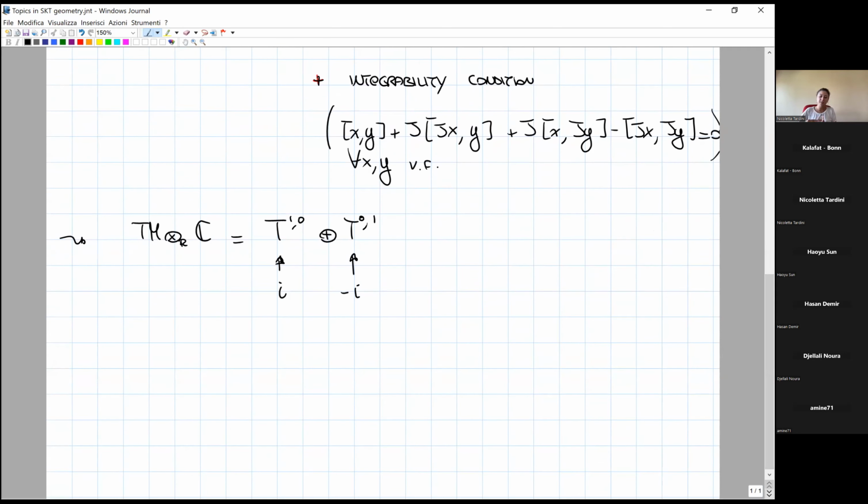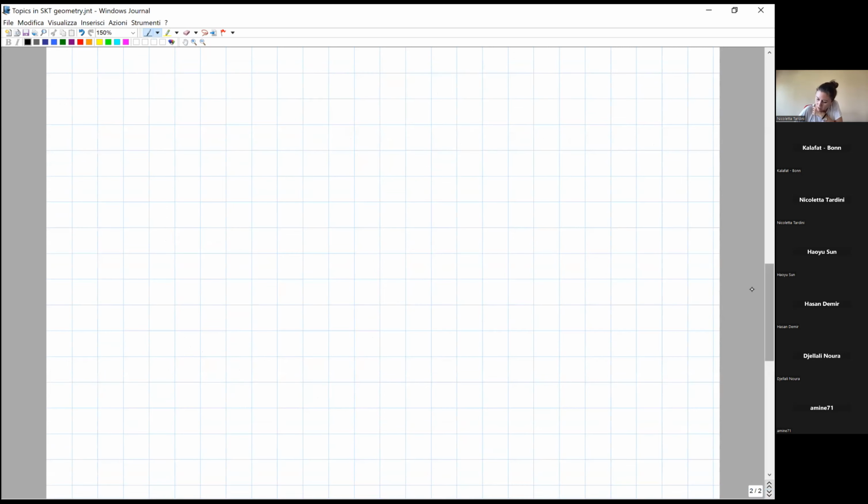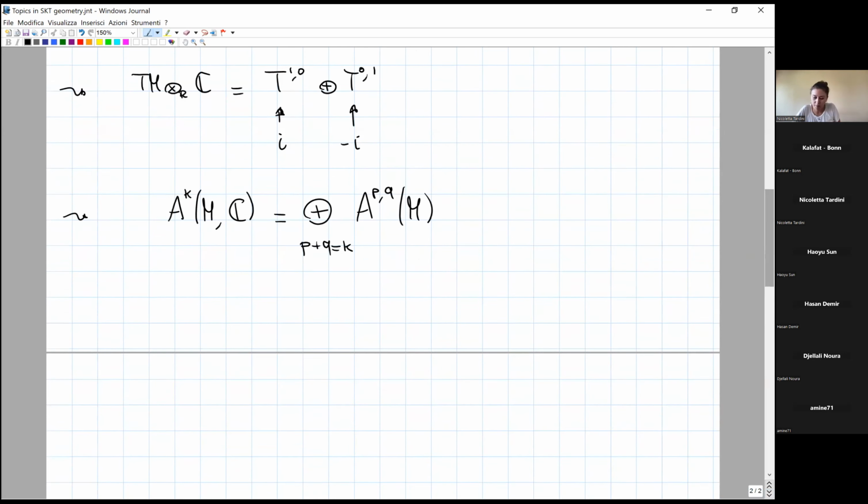And so you can induce this splitting also on the dual space. And essentially what you get is that if you take complex valued differential forms, so differential forms with values in C, actually this decomposes as the direct sum of the spaces of so-called (p,q) forms. So essentially what you have is that your J, your complex structure, is inducing a bi-degree on the space of forms, okay? Okay, so the setting is this one, complex geometry.